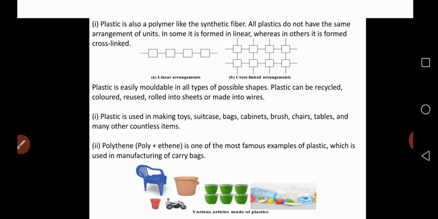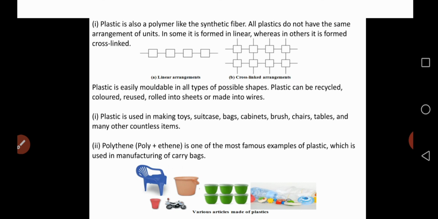And we can also reuse plastics, roll them into sheets, or make them into wires. So many advantages are there about plastics. Plastic is easily moldable into all possible shapes. Plastics can be recycled, colored, reused, rolled into sheets, and also made into wires.